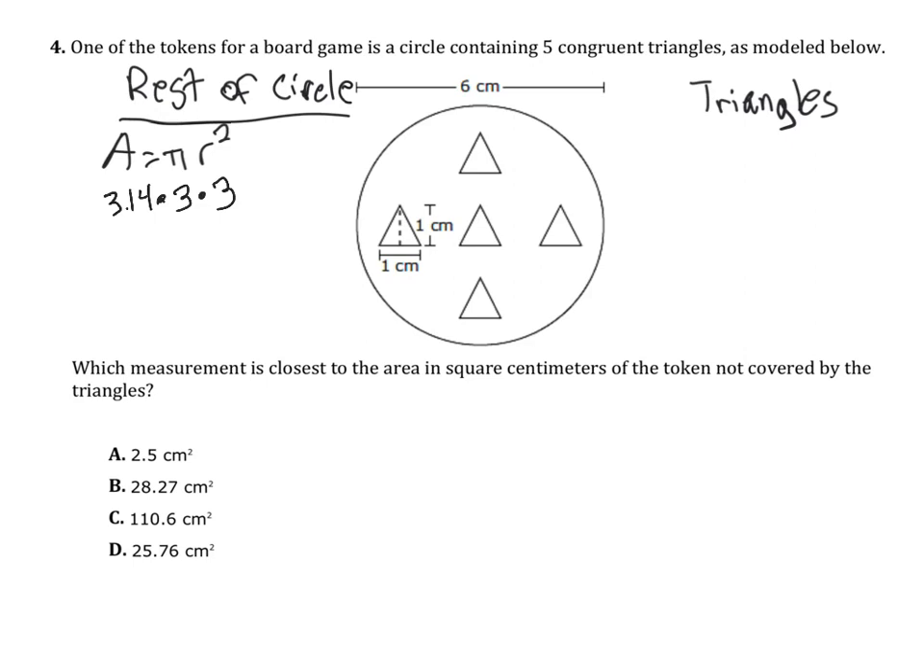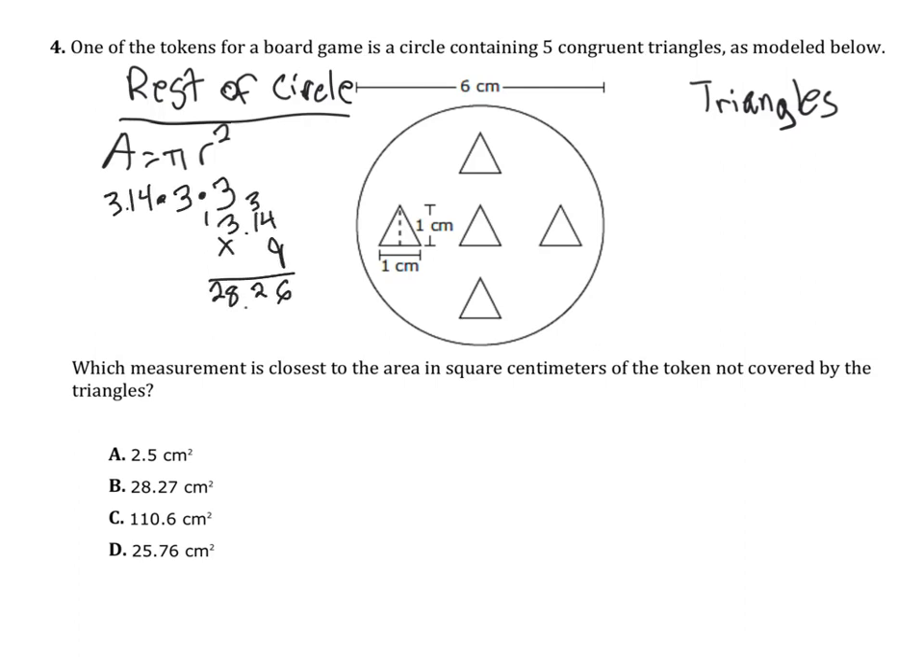So we need to multiply. We know 3 times 3 is 9. So it's really 3.14 times 9. So 9 times 4 is 36. Put the 6, carry the 3. 9 times 1 is 9, plus 3 is 12. Put the 2, carry the 1. 9 times 3 is 27, plus 1 is 28.